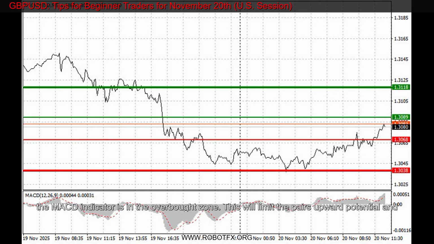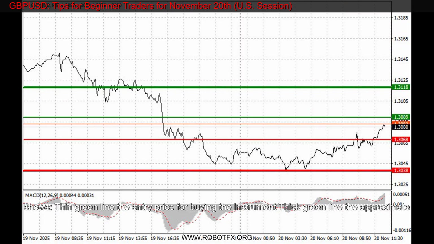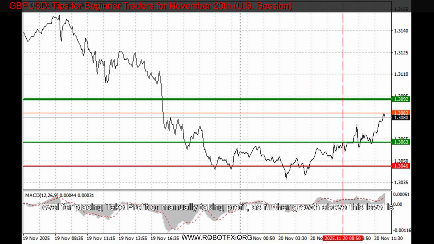Scenario no. 2. I also plan to sell the pound if the price twice tests 1.3089 when the MACD indicator is in the overbought zone. This will limit the pair's upward potential and trigger a downward reversal. A decline toward 1.3068 and 1.3038 can be expected.